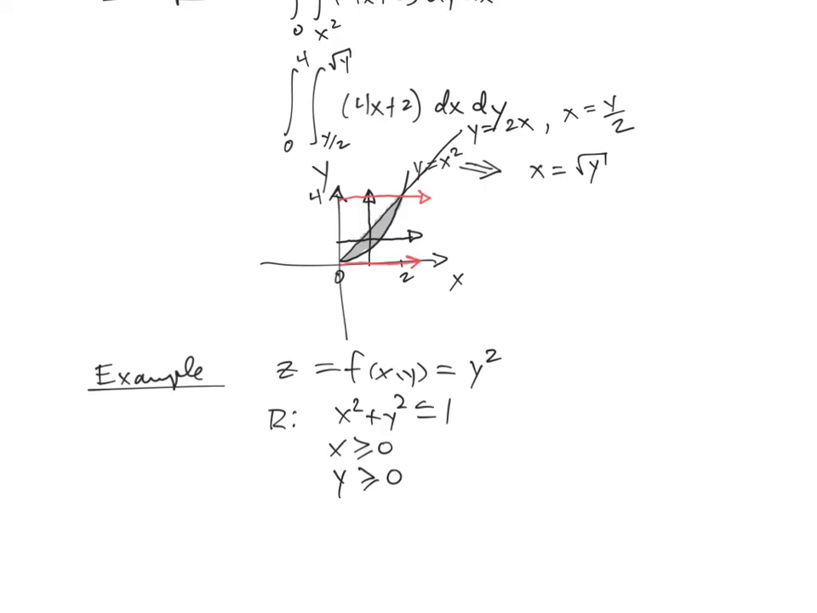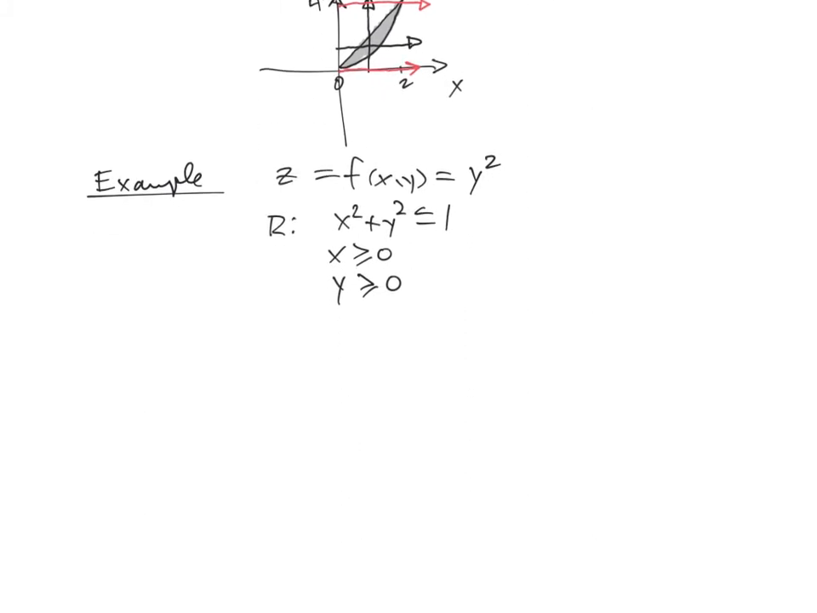So this region is bounded by three things. The first one is the circle x squared plus y squared equal to 1. Okay, there's the circle x squared plus y squared equal to 1. It says x squared plus y squared less than or equal to 1. So that means the region of integration is inside of this circle.